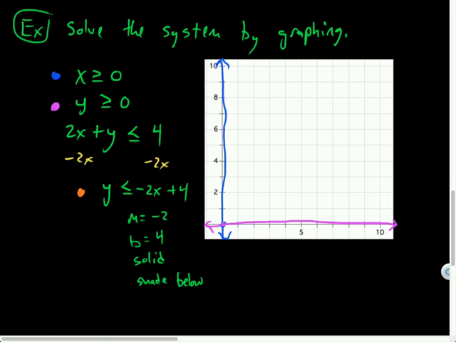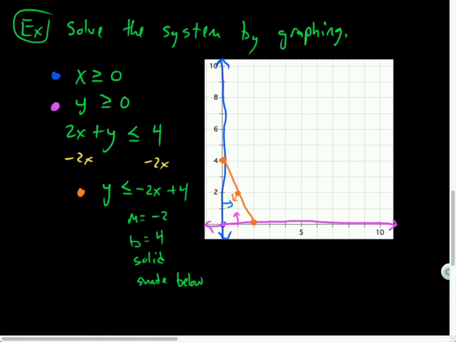Okay, so here we go. So let's graph this. The y-intercept is 4, so I start up at the y-intercept. And I'm going to go down 2 over 1, right? Down 2 over 1. And those would land on other points. So it looks like here and here. It's a solid line, and it's shaded below. Right? So the blue line was shaded to the right. The purple line was shaded above. And the orange line was shaded below.